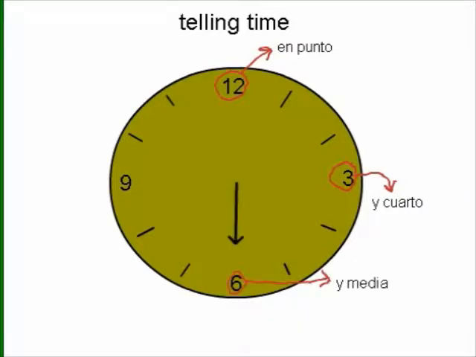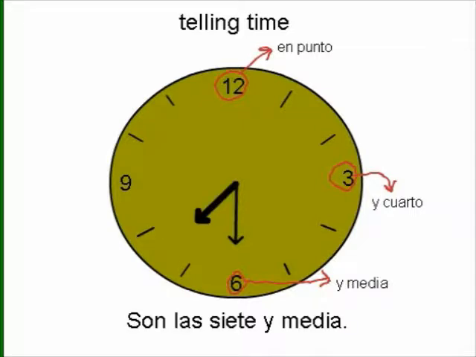When the minute hand is on the 6, we say y media, which means and a half. In English, we might say it's 6:30, or it's 7:30, or whatever. In Spanish, that would be son las 7:30.